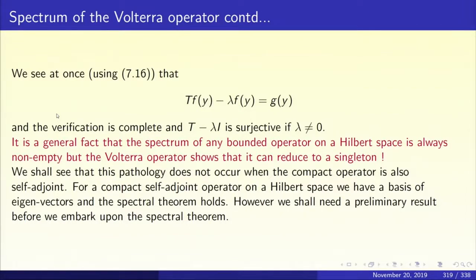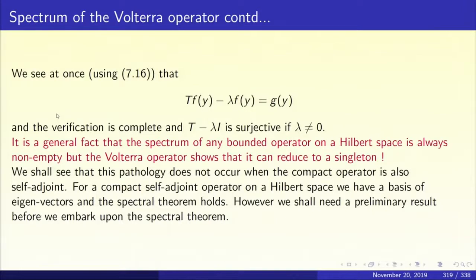So it's a general fact that the spectrum of any bounded operator on a Hilbert space is always non-empty. In our case, it was a compact operator, but even if the operator is a non-compact operator, if it is a bounded linear operator from H to H, the spectrum will always be non-empty. But the Volterra operator says that the spectrum can be as small as it possibly can. It's a singleton set. We shall see that this pathology doesn't occur if we have a compact self-adjoint operator. The Volterra operator is compact, but it's not self-adjoint.